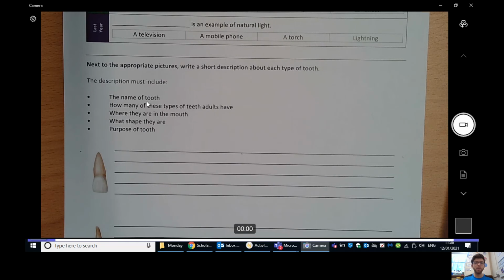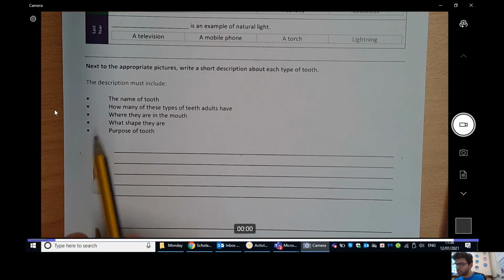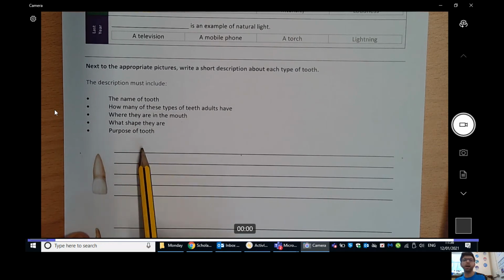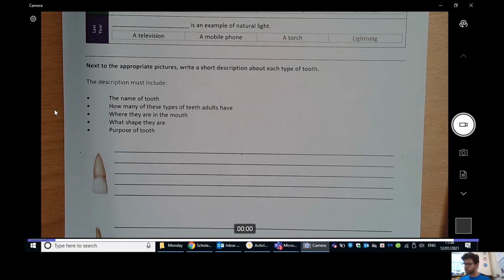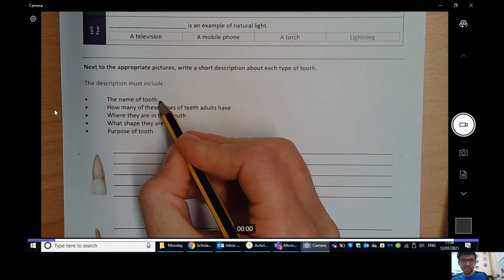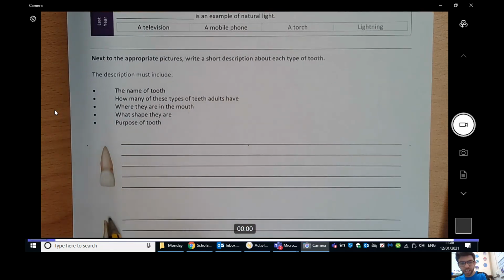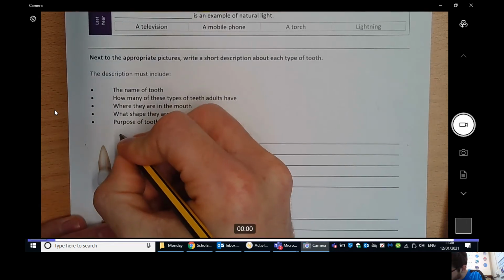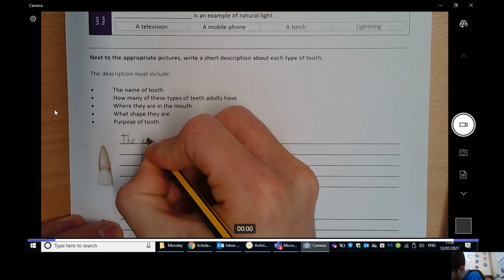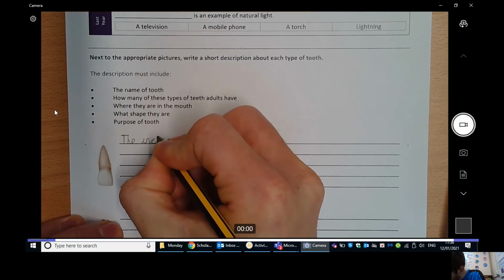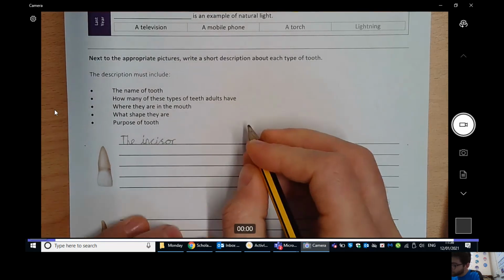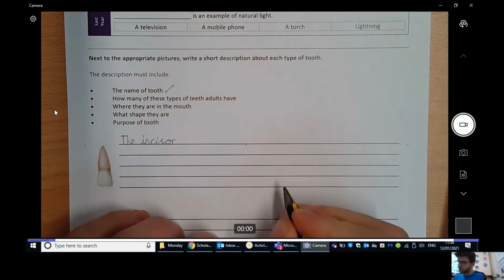So we need to mention the name of the tooth, how many of these types of teeth adults have, where they are in the mouth, what shape they are, and also the purpose, the function, the job of each tooth. So we can use this like a tick list. So the first thing we're going to do is the name of the tooth. So what tooth is this one here? That is, of course, the incisor. So let's use that straight away. So the incisor, so we can tick off the name of the tooth.